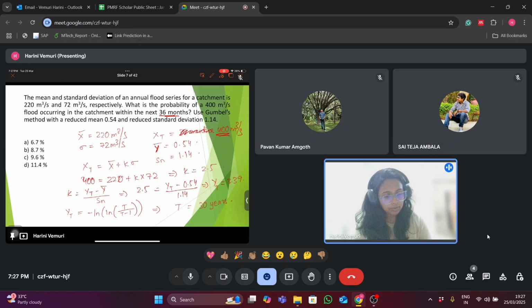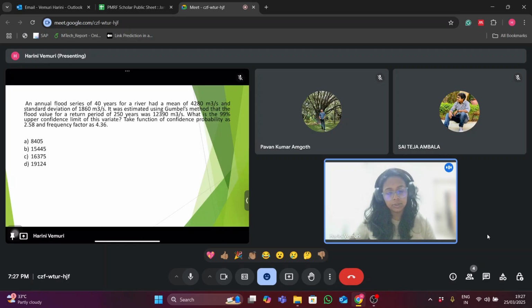And now what they are asking is the probability of the flood occurring in the next 36 months. That probability is equal to 1 minus 1 by T whole power n, 1 minus 1 by 30 whole power 3. So once you solve this, you'll get the value as 0.0967, which is equal to 9.67 percentage. There is 9.67 percentage chance that the flood can occur within the next 36 months within the catchment. Answer is C.